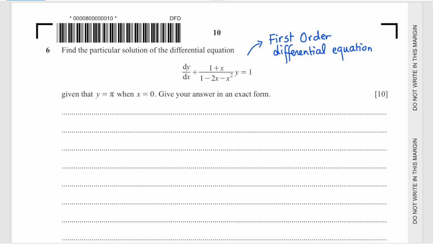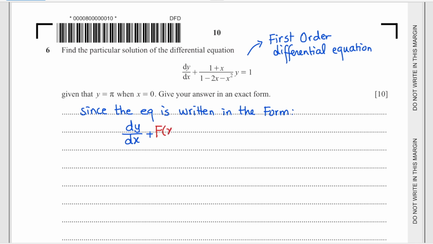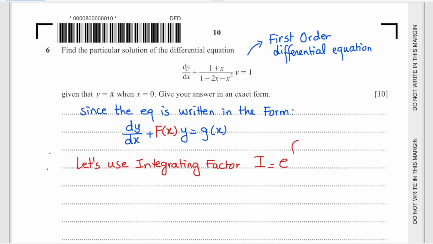To use the integrating factor, my equation should be written in standard form. Since the given equation is already written in the form dy/dx + f(x) y = g(x), it's easy to choose my integrating factor. The integrating factor I equals e to the power integral of f(x) dx. So I equals e to the power integral (1 + x)/(1 - 2x - x²) dx.